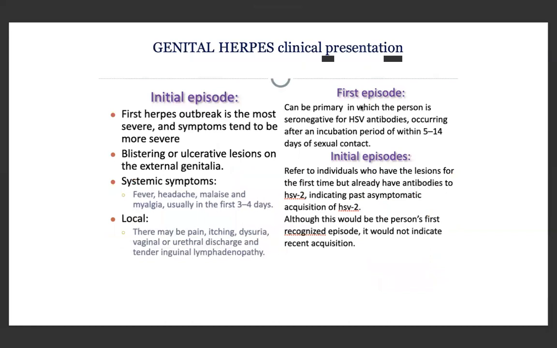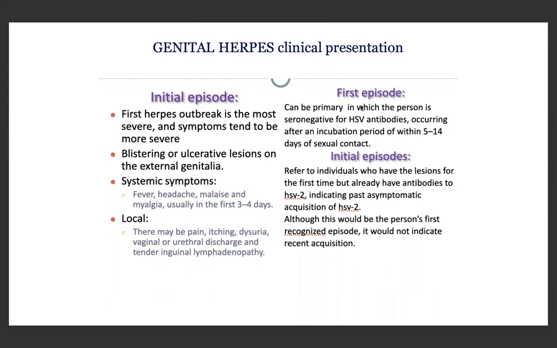Genital herpes clinical presentation. Initial episodes: the first herpes outbreak is the most severe and symptoms tend to be more severe. Blistering or ulcerative lesions on the external genitalia. Systemic symptoms include fever, headache, malaise, myalgias, usually in the first 3 to 4 days. Locally, there may be pain, itching, dysuria, vaginal or urethral discharge, and tender inguinal lymphadenopathy. The first episode can be primary, in which the person is seronegative for HSV antibodies, occurring after an incubation period within 5 to 14 days of sexual contact.